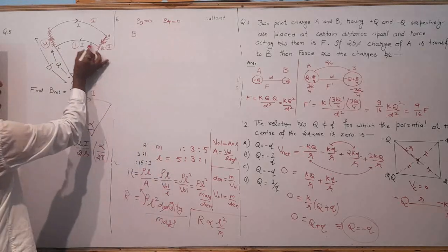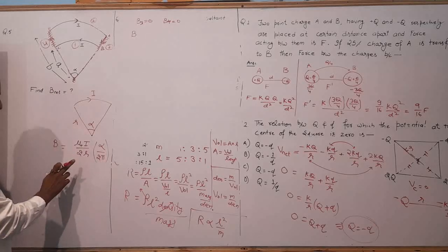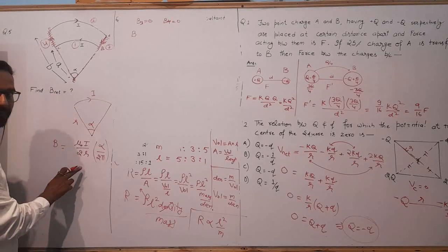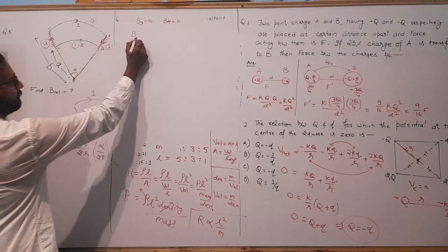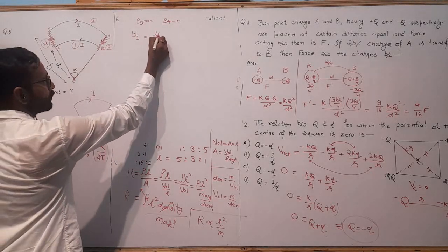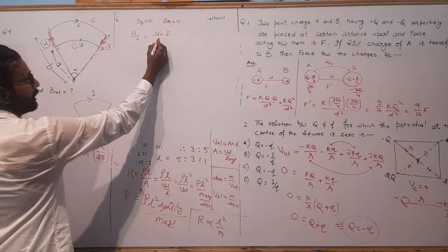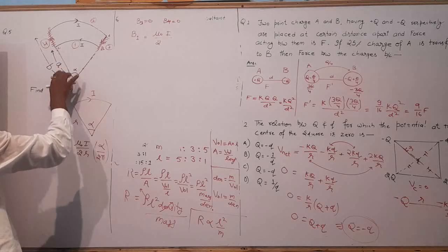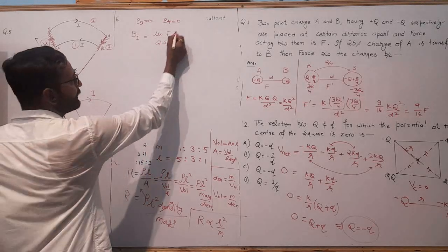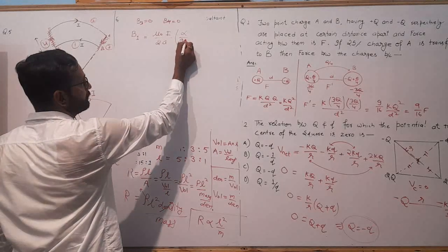And this R portion and this R portion create a magnetic field at the center. We can find the value by this formula. B1 will be mu naught I upon 2R, where I is the current and R is the radius. Here the given radius is A, so 2A. And the angle subtended at the center is alpha upon 2 pi.